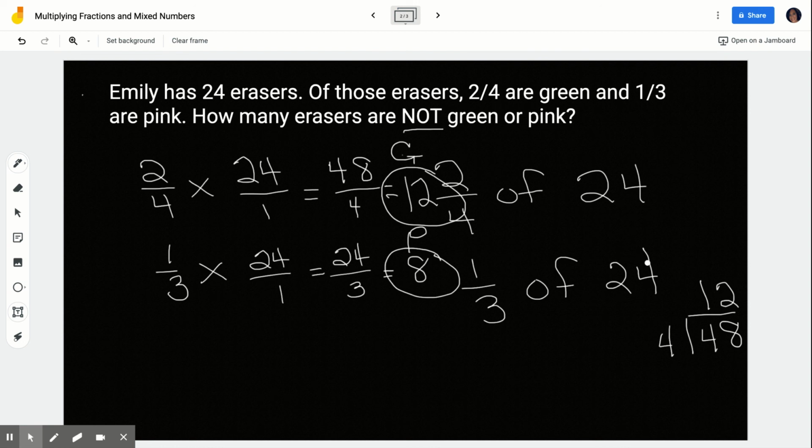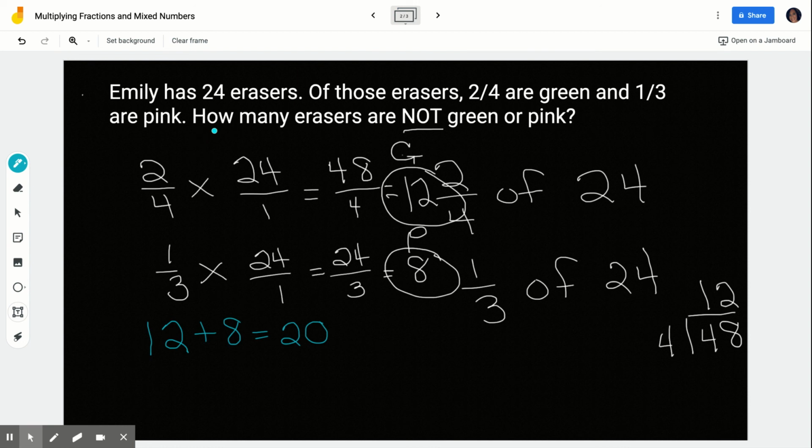Now let's see if 12 and 8 answer our question. How many erasers are not green or pink? I'm going to change colors to finish this problem off. We know that Emily has 12 green erasers and 8 pink erasers. So green and pink combined means she has 20 green and pink.